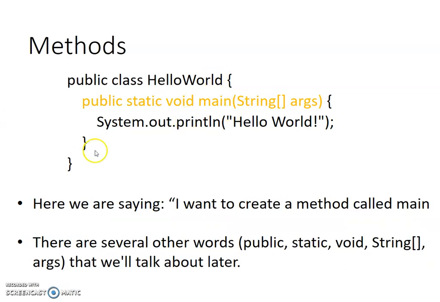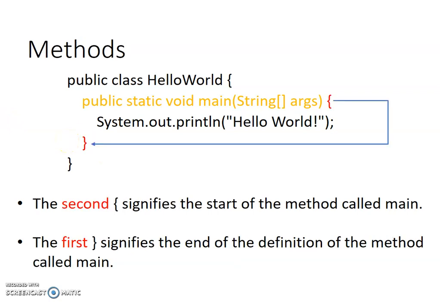So we're creating this method called main, and we're kind of hand wavy about the rest of it. And here we have our opening curly brace and our closing curly brace. So the most immediately adjacent closing curly brace is associated with this. So we have the beginning of the method and the end of the method. And before, for the class, we had the beginning of the class and the end of the class.